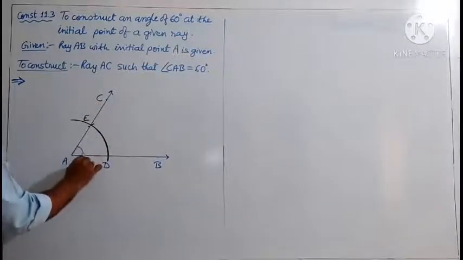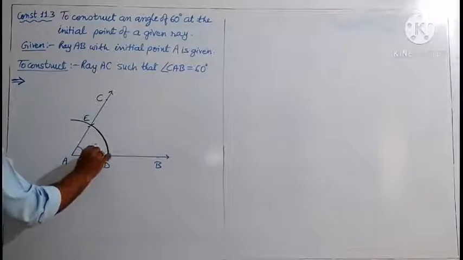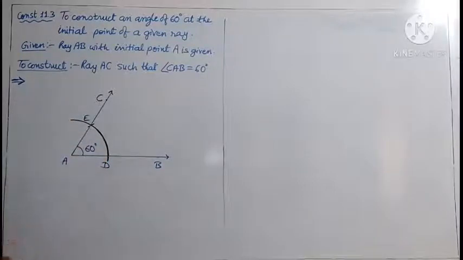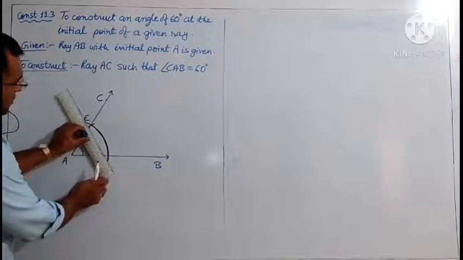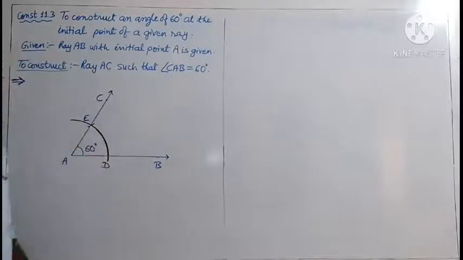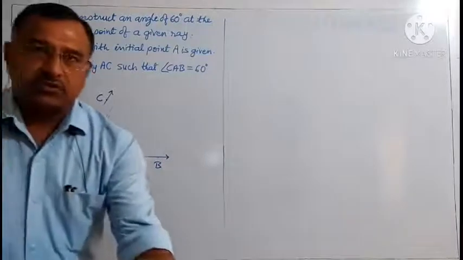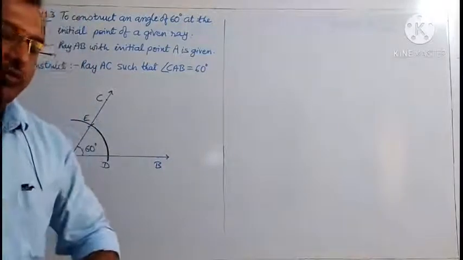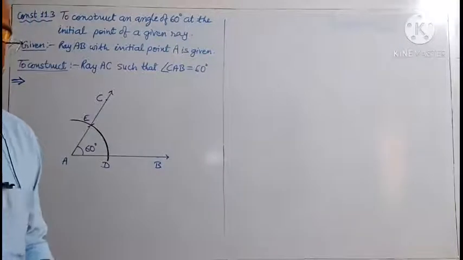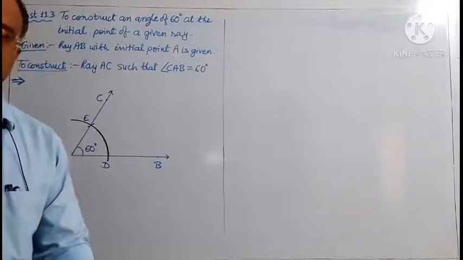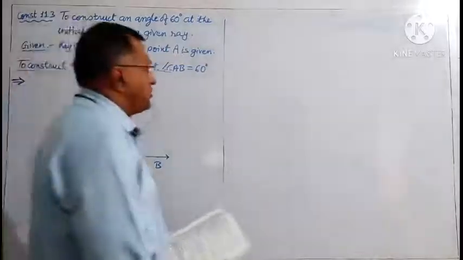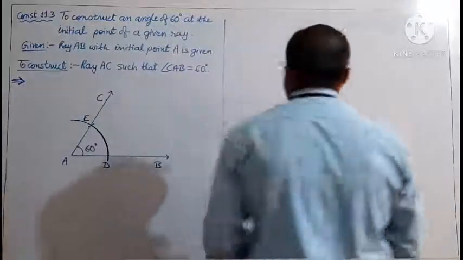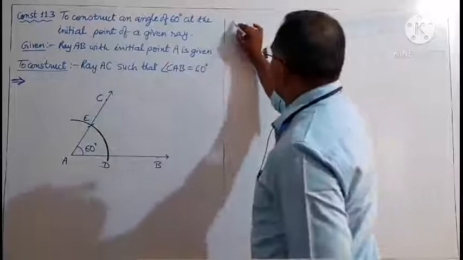So here now we will get 60 degree. We'll justify how it is 60 degree. For justification we have to join this DE. Let us first of all write steps of construction and then we'll go for justification. We'll justify that the angle constructed is 60 degree. How it is 60 degree? So let us proceed for steps of construction first of all.